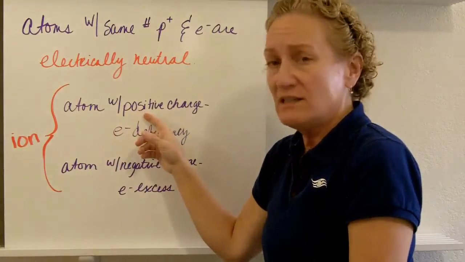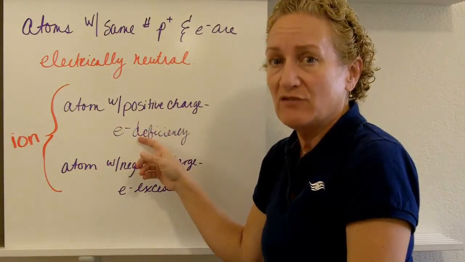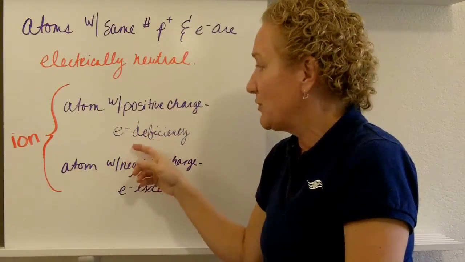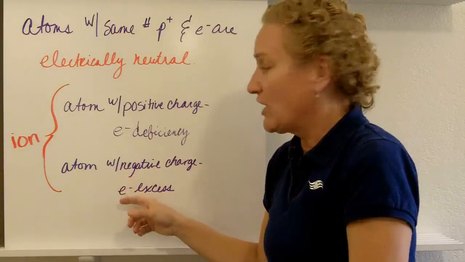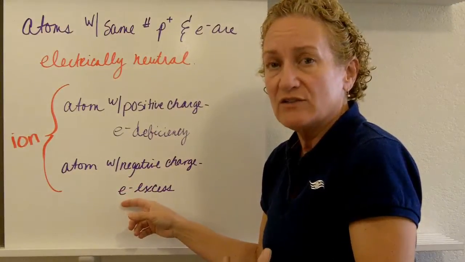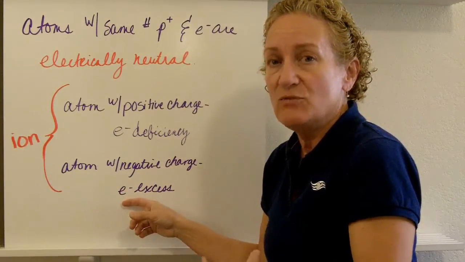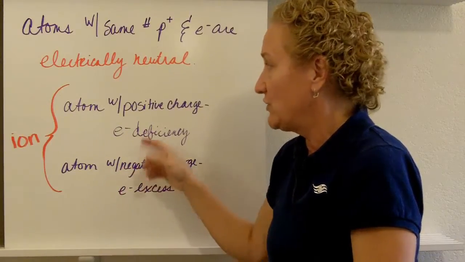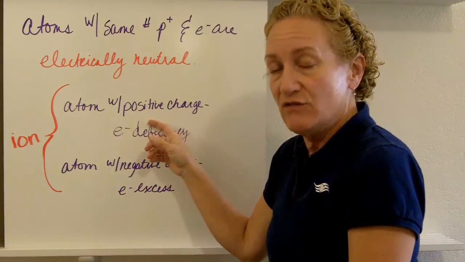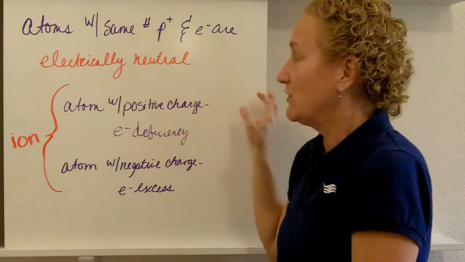If an atom has a positive charge, it's given some electrons, and it's deficient in the number of electrons it has. If it has a negative charge, it's taken some electrons, so it has an excess. It has too many negatives, which makes sense. If it has too many negatives, it's going to have a negative charge. If it has too few negatives, it's going to have a positive charge.